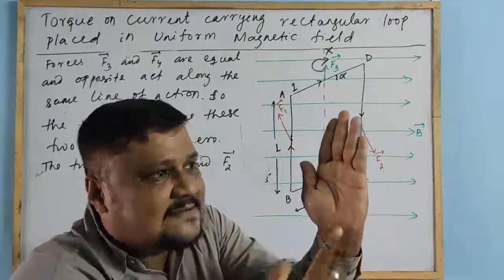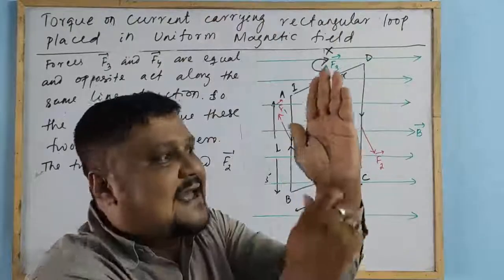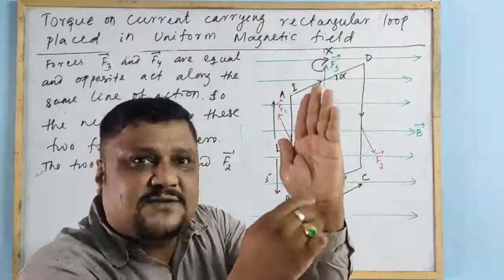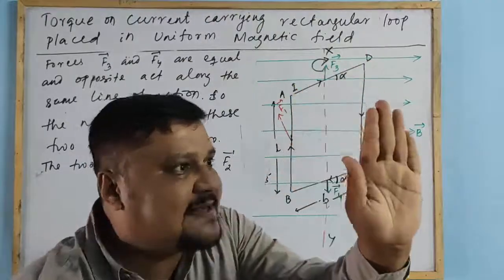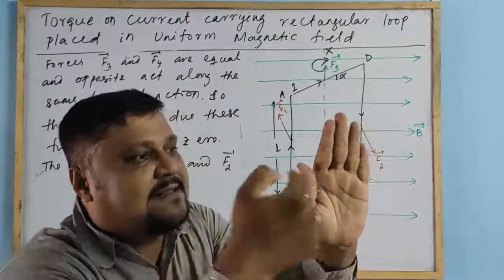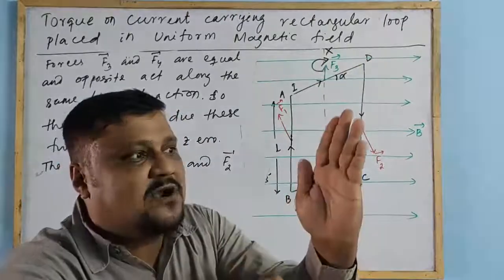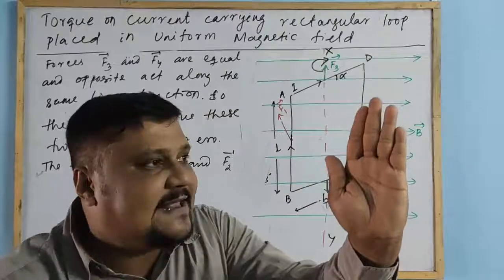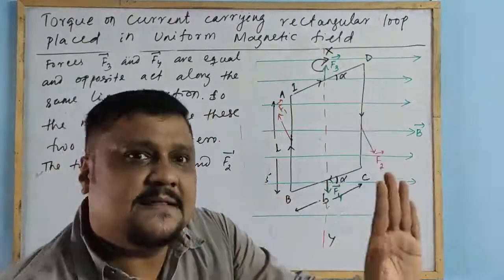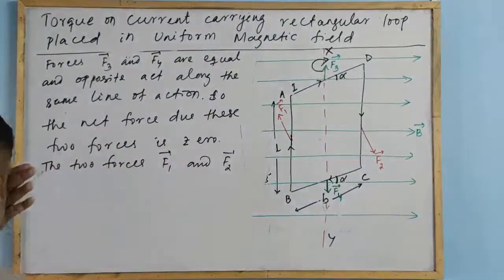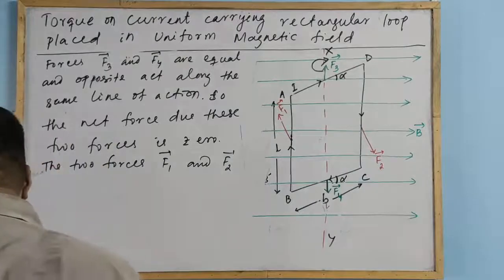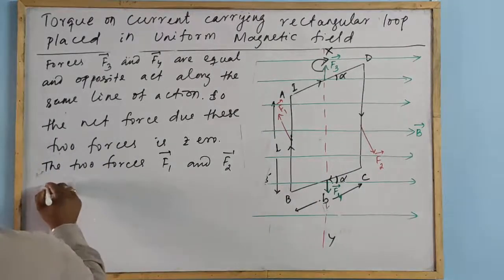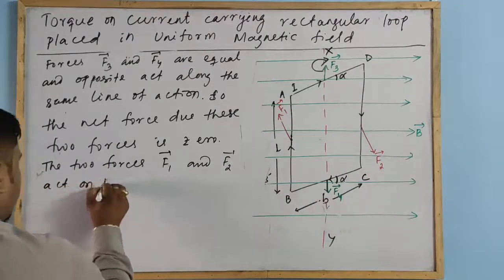But in this line, one force is acting like this, another force is like that, so they are zero. But these two are not zero. If it were like this, then they would be in the same line. But it's not in this line. It is at an angle theta. The normal makes an angle theta. Clear? So the two forces F1 and F2 act on the loop.